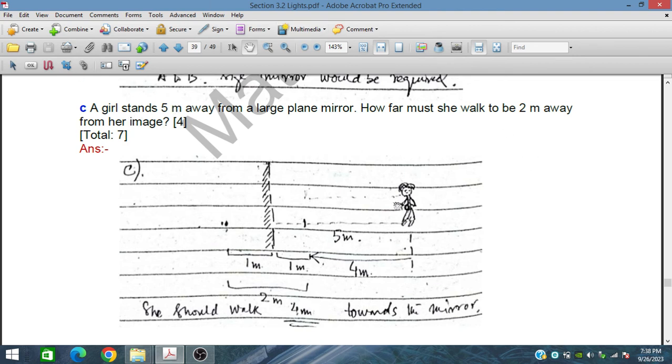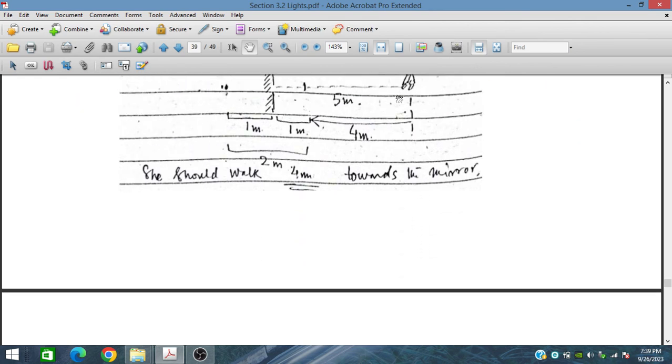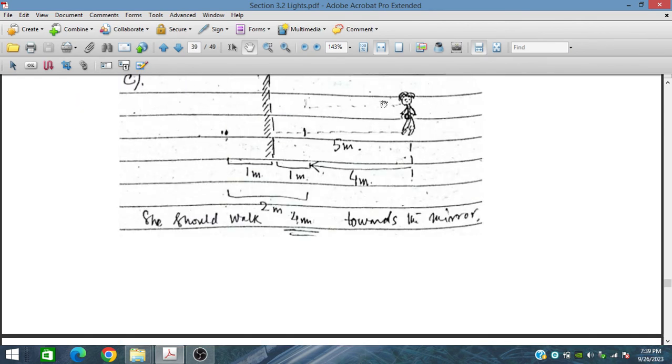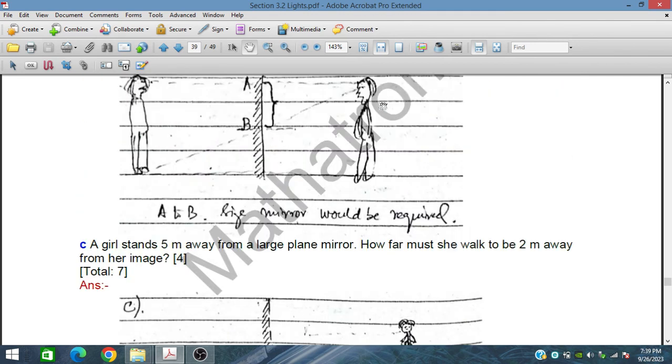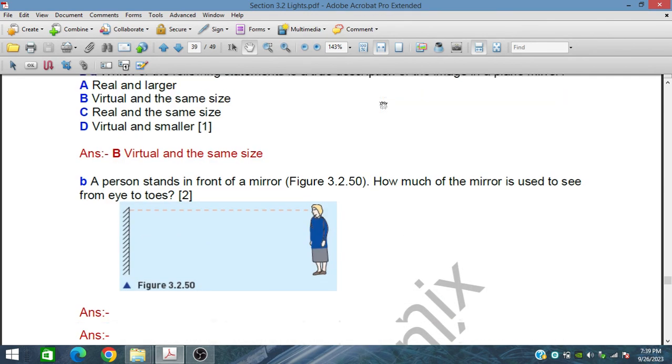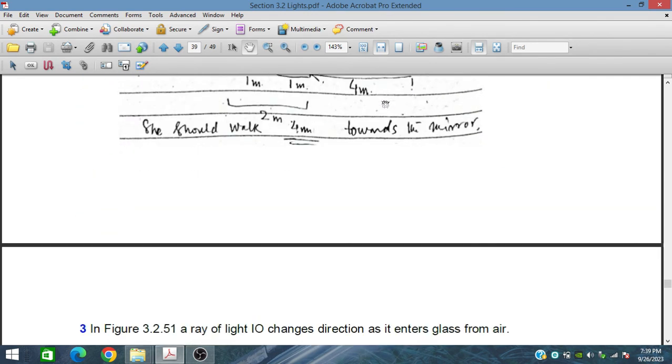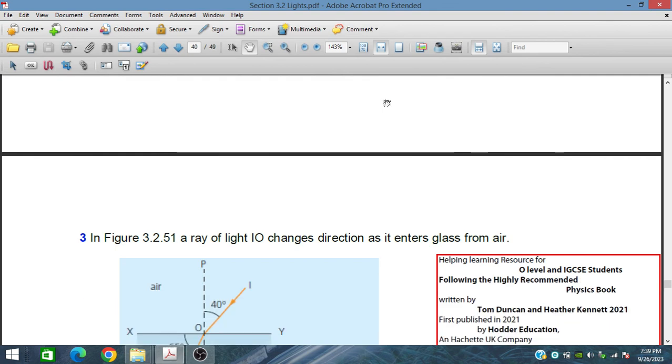Initially she was 5 meters from the mirror, and she would like to have an image 2 meters away from her. So she should walk 4 meters: 1 meter here and 1 meter here. So she would have this 2 meters difference. This is very important. These are typical questions, and in the next session we will discuss questions 3 to 5.